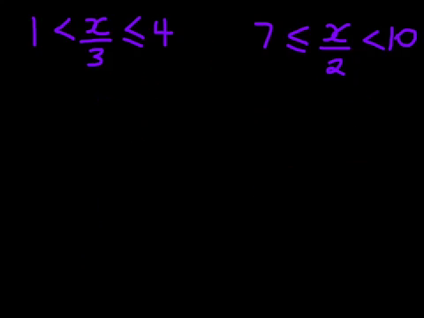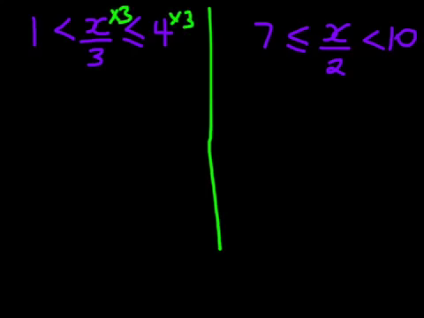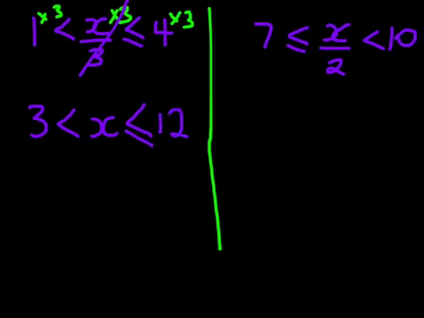Okay, here's 2 different ones here. Same sort of idea though. To get x by itself, on the left one, I want to multiply everything by 3 to get x by itself, and so I end up with 3 is less than just my x now, because those 3's cancel, which is less than or equal to 12.